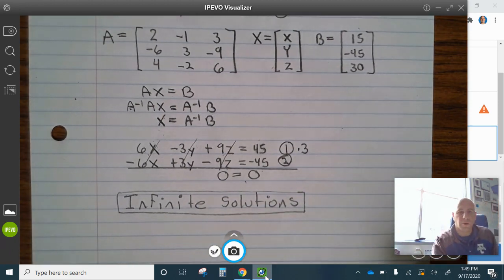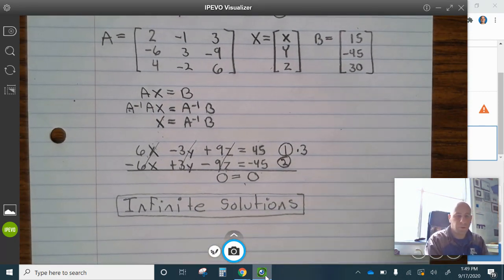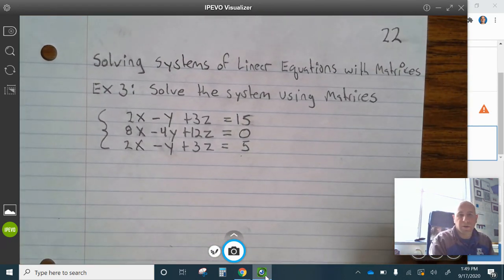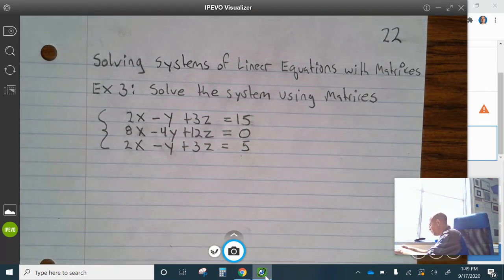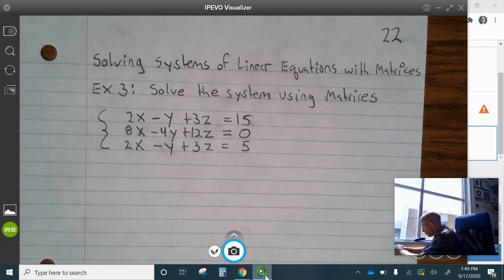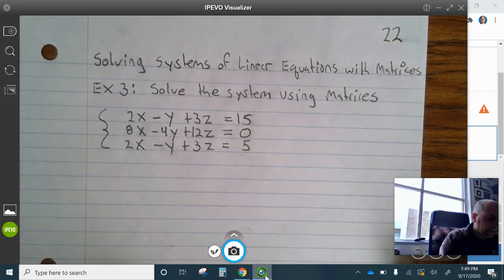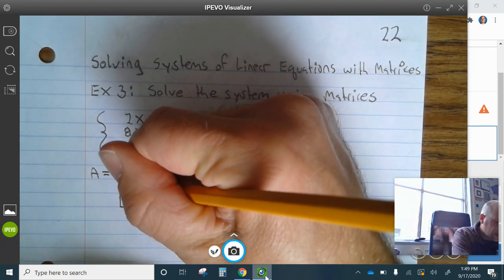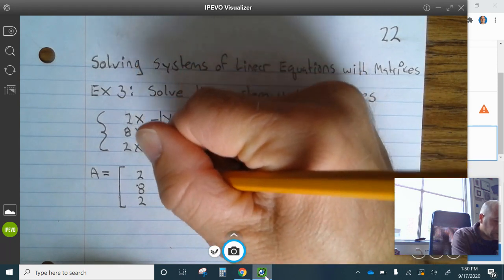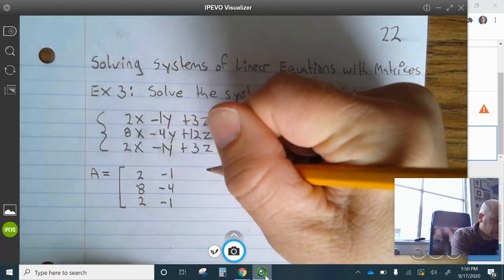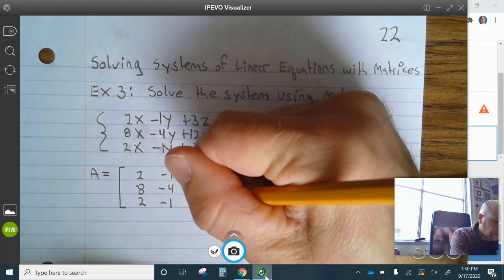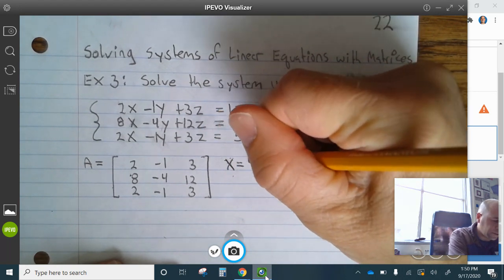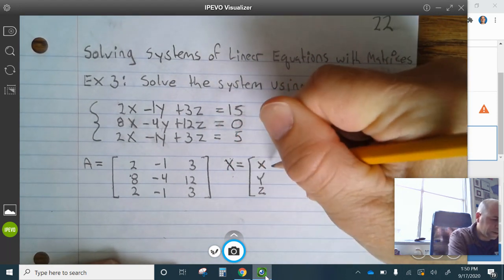All right, now let's take a look at example 3. Solve the system using matrices. Okay, all right, so we know that A is 2, 8, 2. That's a 1, that's a 1, so it's -1, -4, -1. That's 3, 12, 3. Okay, X is X, Y, Z. And then B is 15, 0, 5.